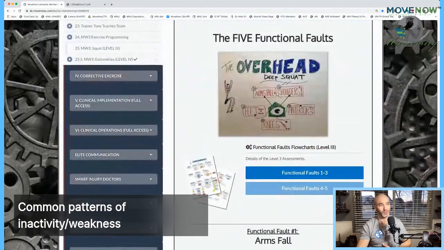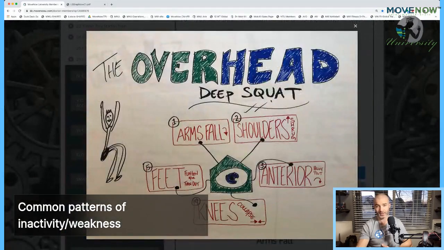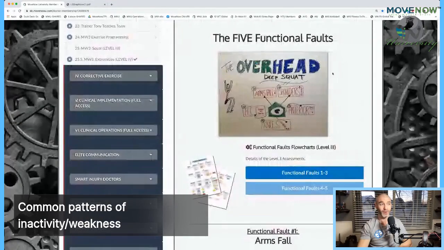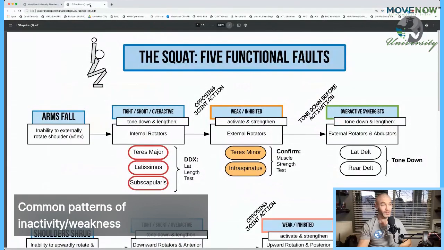And in the overhead deep squat assessment, this is a little drawing that I put together back in the day. There's 5 different dysfunctional faults that can happen in an overhead deep squat. One of them is the arms can't stay upright and they fall. And so now, why is that? Well, I built out a little graphic to talk through it, and I'll further elaborate on this topic right now of inactivity and overactive synergists and reciprocal inhibition.